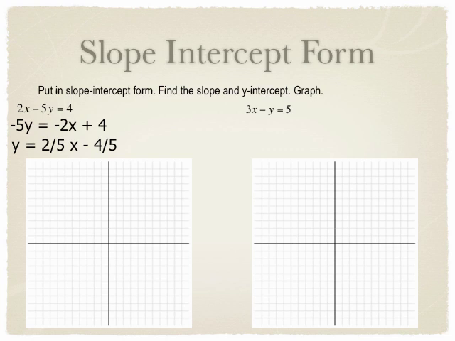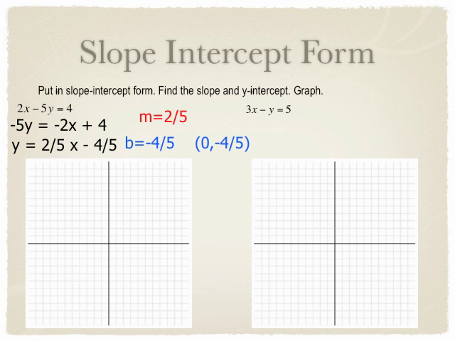I've got my equation in slope-intercept form because I have y all by itself. Now I need to find the slope and the y-intercept and then graph it. So my slope for this equation is just the number in front of the x. It's 2/5. My y-intercept is negative 4/5. So I've identified the slope and the y-intercept, and now I want to put them on the graph.